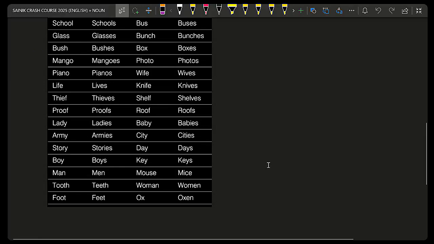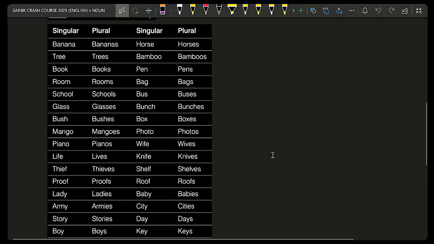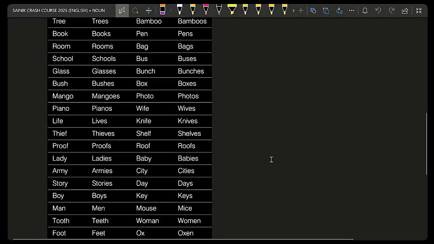Spellings are very important. Boy, but we don't say boies, we say boys. Man, men. We should not say mans, that is men. Tooth, teeth. Tooth is singular, teeth is plural. Foot, feet. Horse, horses. Bamboo, bamboos. Pen, pens. Bag, bags. Bus, buses. Bunch, bunches. Box, boxes. Photo, photos.